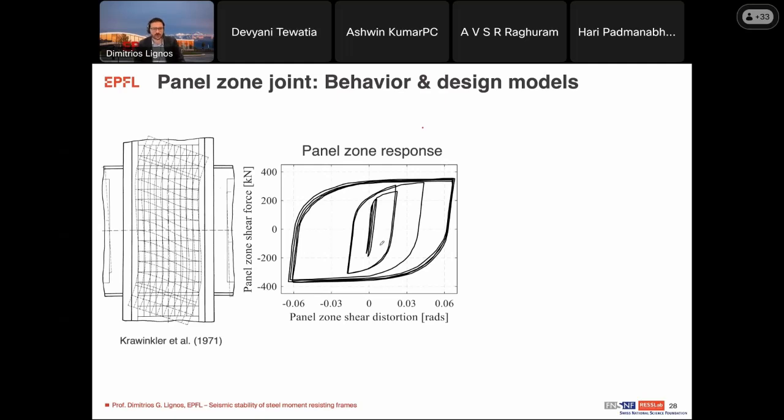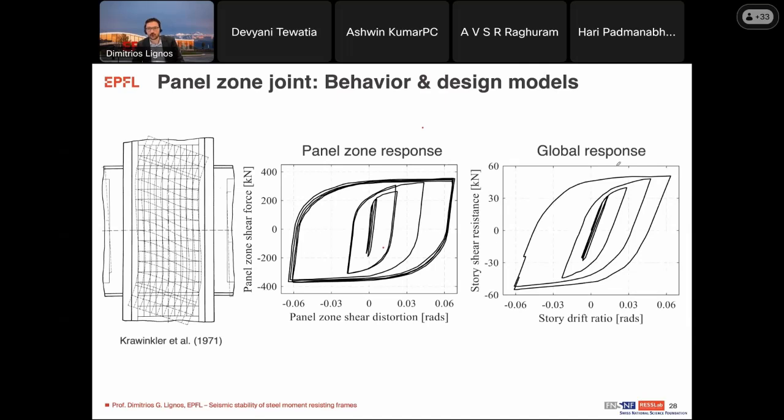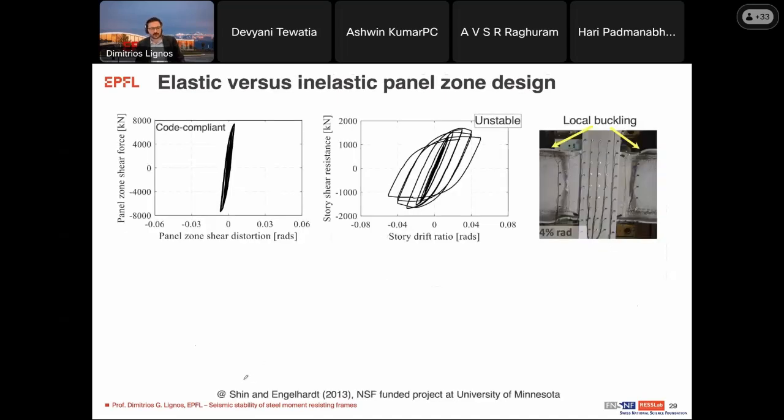substantial energy dissipation. And if you're looking also at the global response, you see that within a story, at very large lateral drift demands, the beam to column joint could experience no degradation, primarily because the panel zone itself would dissipate most of the energy, and as I said, the behavior of the panel zone is quite stable.